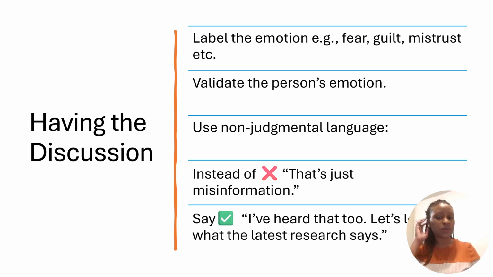So, someone tells you something that you clearly know is wrong. It's easy to dismiss someone and say, oh, that's just misinformation, and kind of just shoot them down without understanding where that is coming from. When someone's truth is their truth, it's invalidating for you to just say that's just misinformation. So, saying something like, I've heard that too, let's look into what the latest research says.